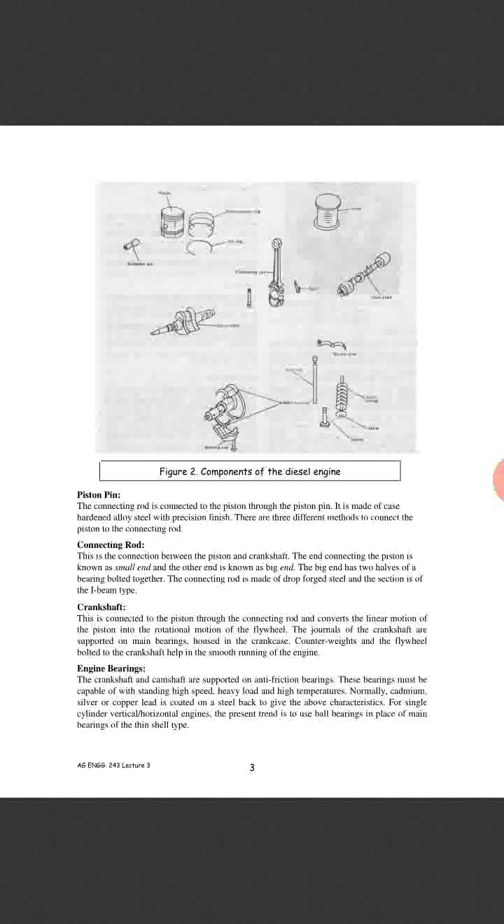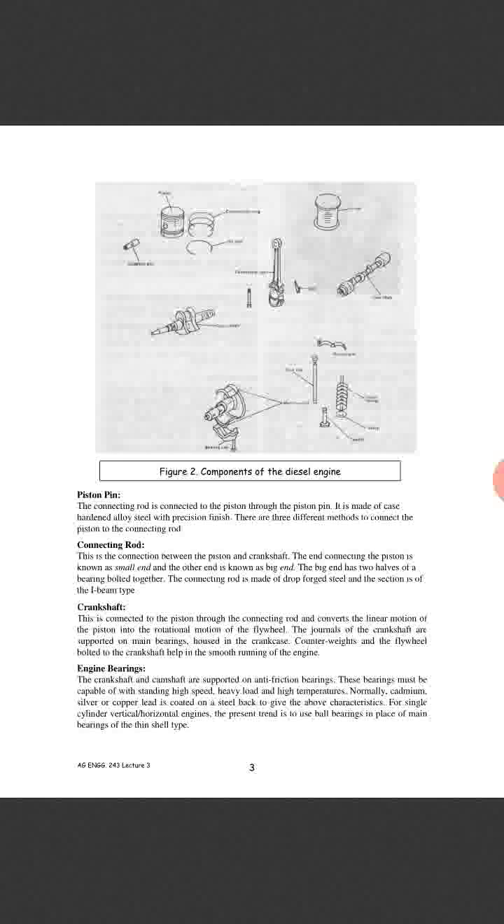The next component of an engine is the piston pin. The connecting rod is connected to the piston through the piston pin. It is made of case hardened alloy steel with precision finish. There are three different methods to connect the piston to the connecting rod.